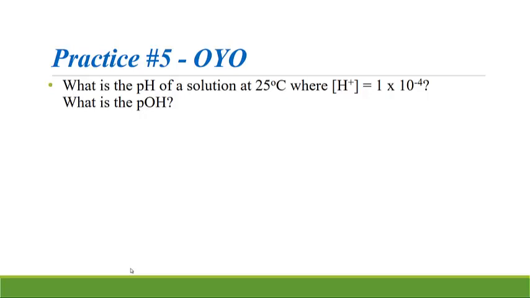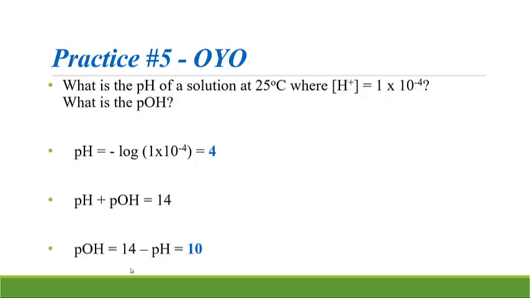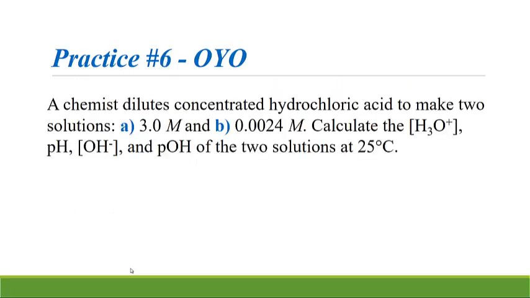All right, since they gave us the hydrogen ion concentration, we can go ahead and figure out the pH right away. pH is just the negative log of our hydrogen ion concentration, which becomes 4. Well, we know that pH plus pOH is equal to 14. So if we take 14 minus 4, we get a pOH of 10. It's a pretty simple way there. Go ahead and try another one on your own here.